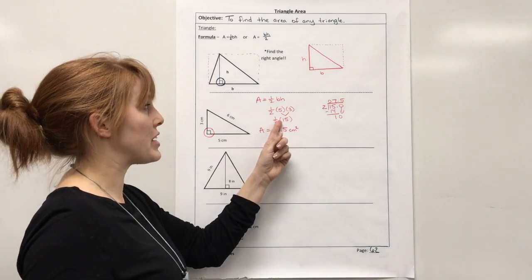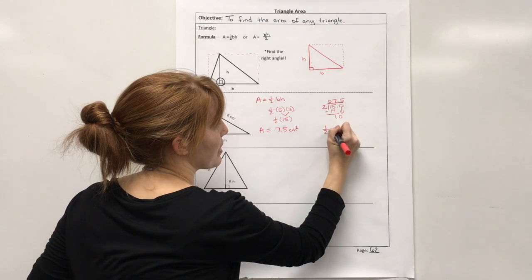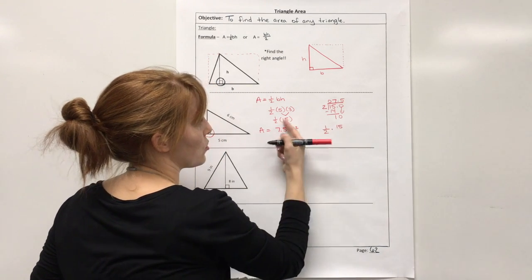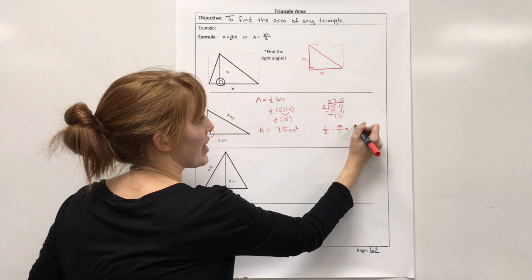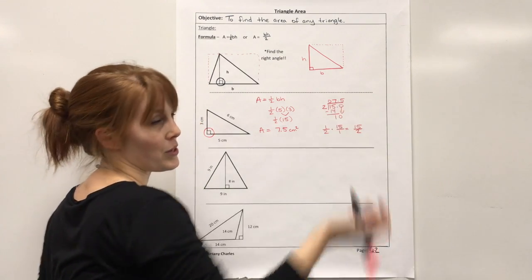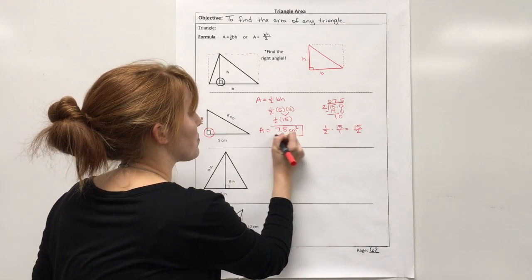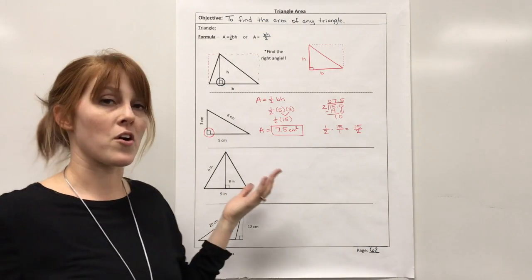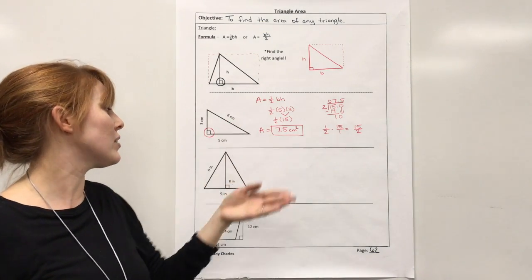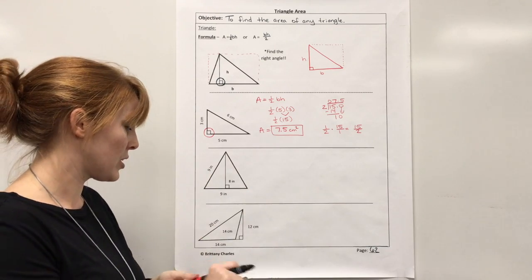Now, I could also keep this as a fraction, and I could do 1/2 times 15, and since that's a whole number, put it over 1, and guess what? It would still give me 15 divided by 2, so I'd still end up doing that, okay? So 7.5 centimeters squared would be the area of this triangle. All right, that's a right triangle, so now let's try another triangle. This happens to be an acute triangle.